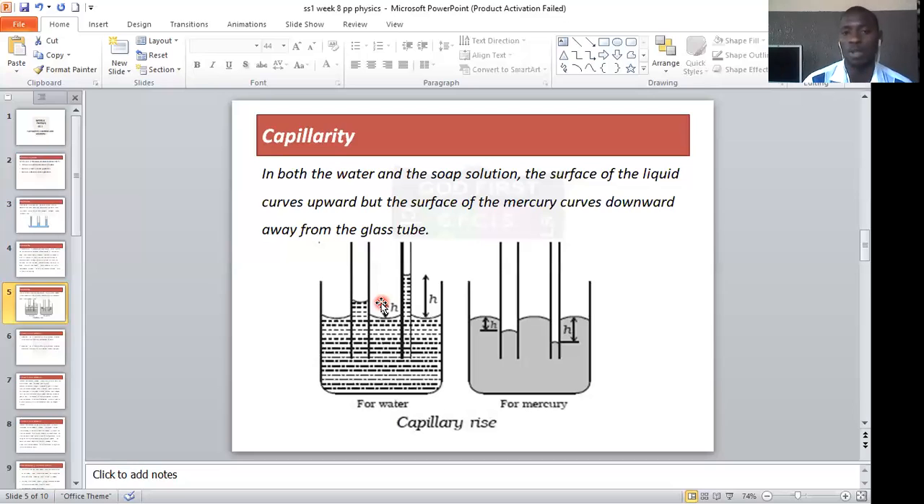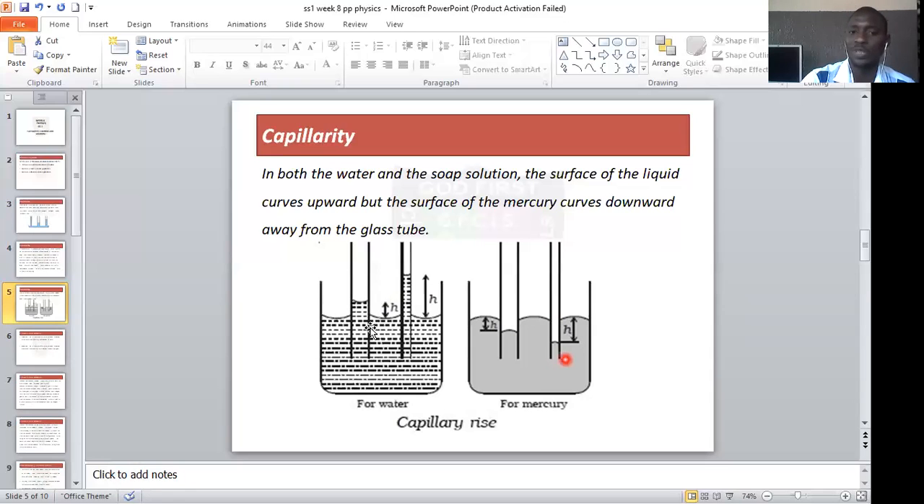But in the case of mercury, it curves downward, away from the glass. So you can see this is the mercury content in a beaker, and two tubes are placed in it. You can see the narrower the tube, the lower the mercury is depressed or falls, and this one is a bit higher than the narrower tube.